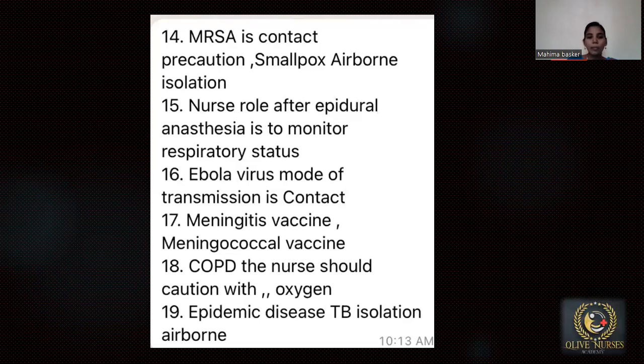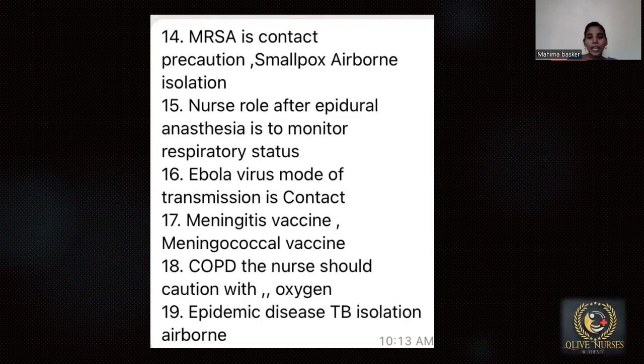So next one, COPD, chronic obstructive pulmonary disease. The nurse should be cautious with what? Oxygen. We have to give only a small amount of oxygen because the hypoxemic drive is what keeps them breathing. That's why we give low oxygen, because the patient already has increased CO2. That is hypercapnia. That's why we give a small amount of oxygen to the COPD patient. Got the point?